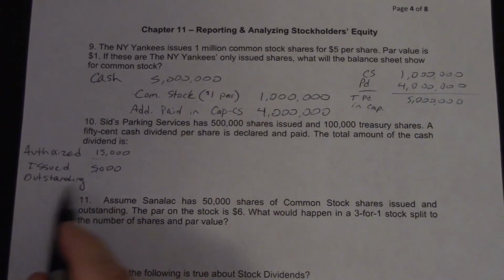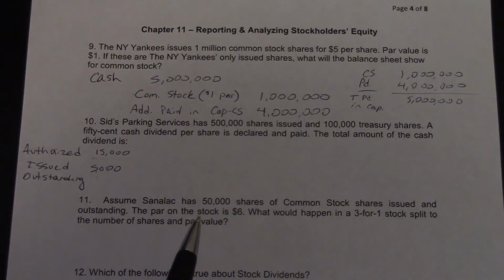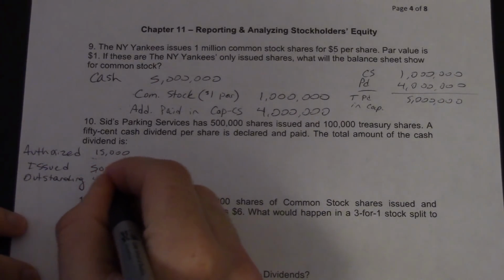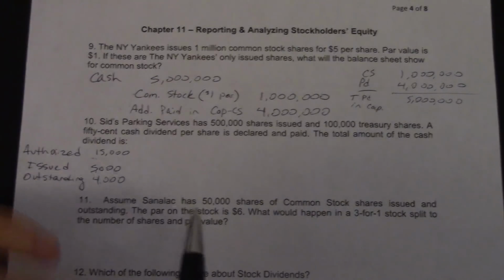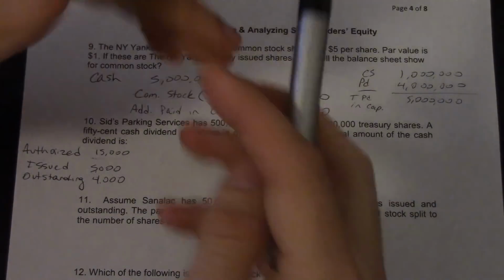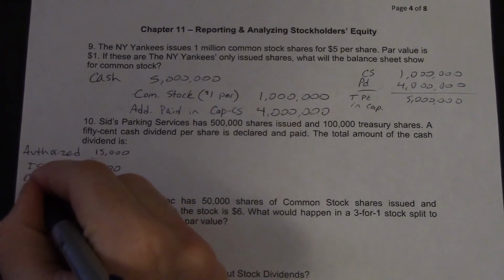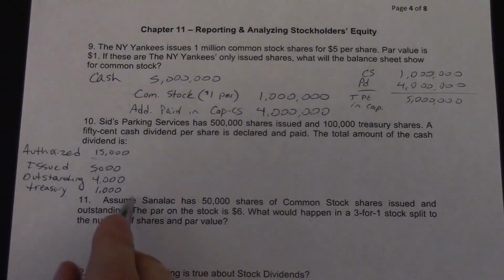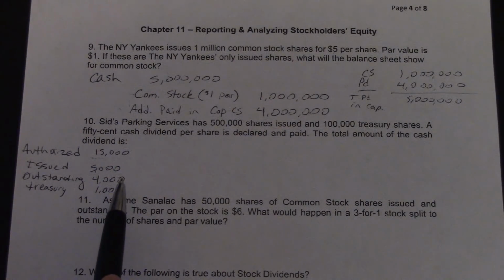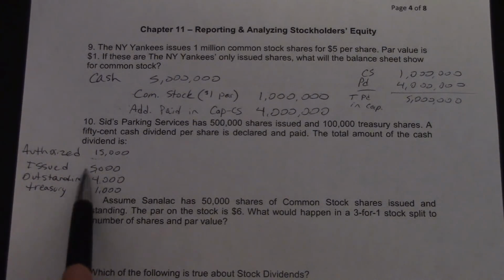Outstanding is how many of the shares issued are still owned by the public. So let's say 4,000 shares are outstanding. That would mean 4,000 shares are in the public's hands and 1,000 shares were bought back by the company as treasury stock. So the treasury shares would be 1,000 in this example. So the amount outstanding plus the treasury should equal the amount issued.